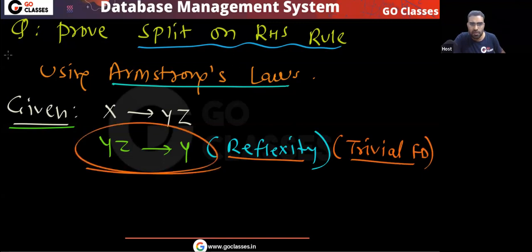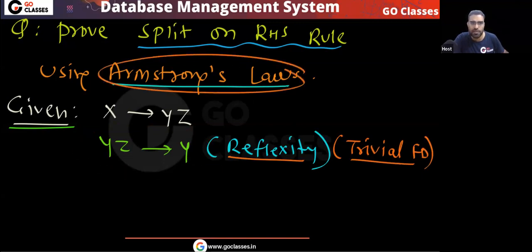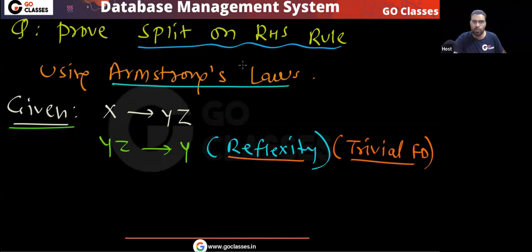Is this law of Armstrong? Yes. Okay, so I'm only using the law of Armstrong. Now you can notice X determines YZ, YZ determines Y. So now using transitivity, what can I do? I can use the transitivity law. What I can do is say X determines Y. Yes or no? Is this clear?